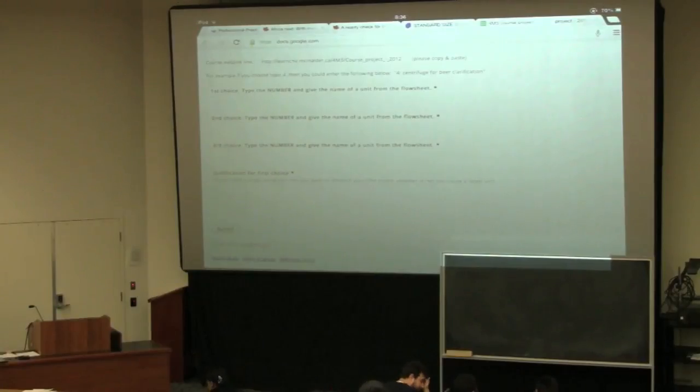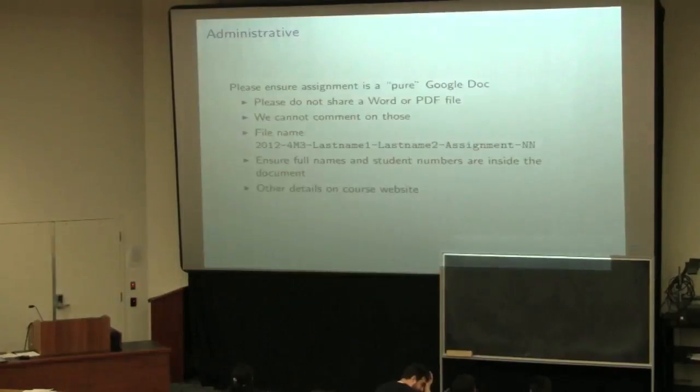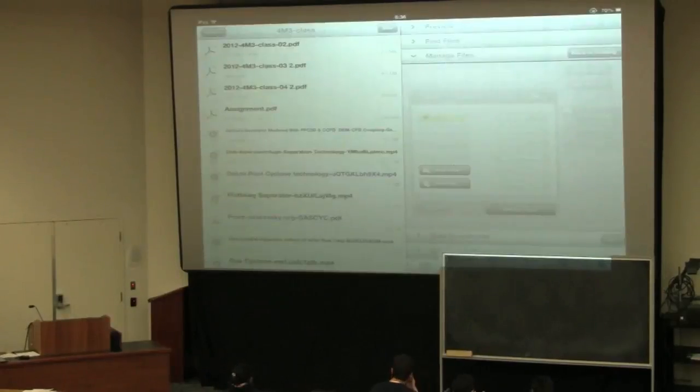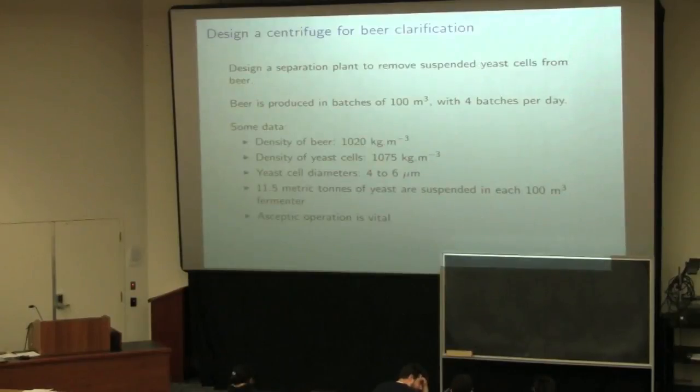Okay, so let's take a look at the other example then from the last time. The design required to build the units that would separate yeast from beer, and the density of the yeast cells is 1075 kilograms per meter cubed. The density of the beer is 1020. There's a very small difference of about 55 kilograms per meter cubed.